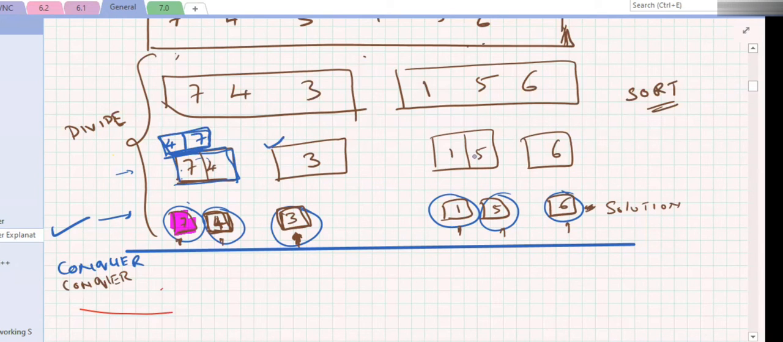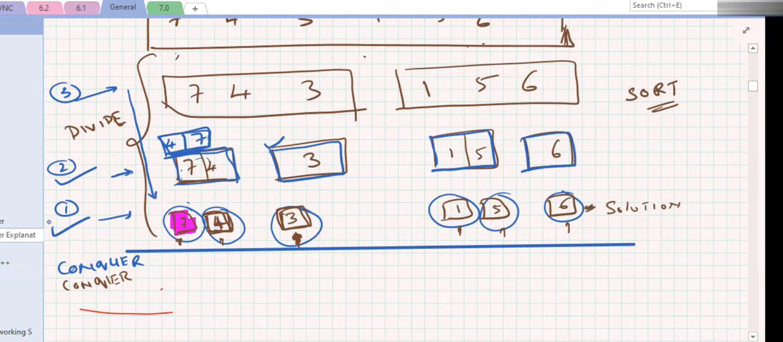Now here 1 and 5, is this sorted? Yes, ma'am. So this is sorted. And this on its own, yes, it is sorted. So at step 2, we have finished step 2 and found the solution. Now we go back to step 3. So this is your 1, this is your 2, this is your 3. So in your divide, you're actually going from top to bottom. In your conquer, you're going from bottom to up.